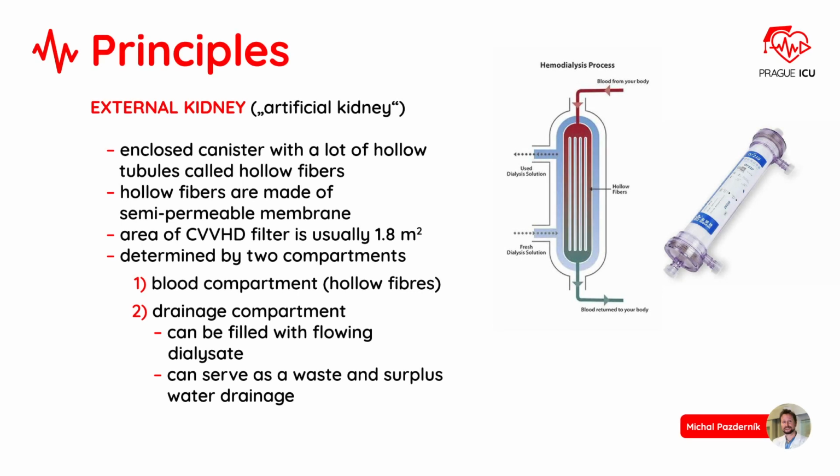So how does it work? The external kidney is an enclosed canister with a lot of hollow tubules called hollow fibers. Hollow fibers are made of semi-permeable membrane. The area of a CVVHD filter is usually 1.8 square meters. It's determined by two compartments. First, the blood compartment and the drainage compartment, which can be filled with flowing dialysate or can serve as a waste or surplus water drainage.